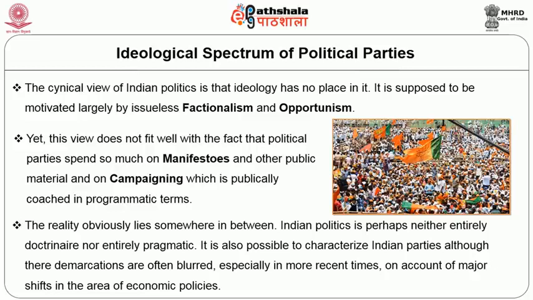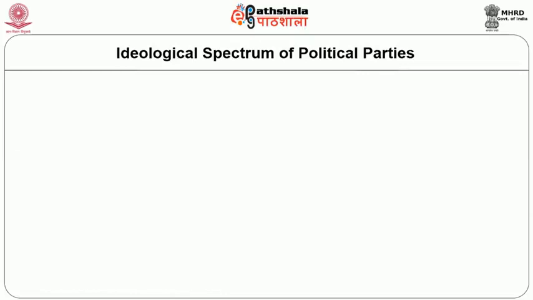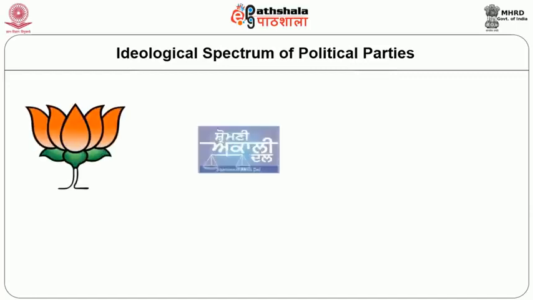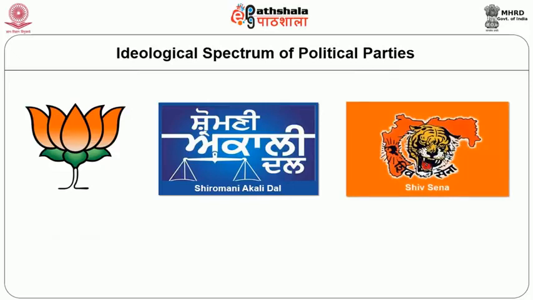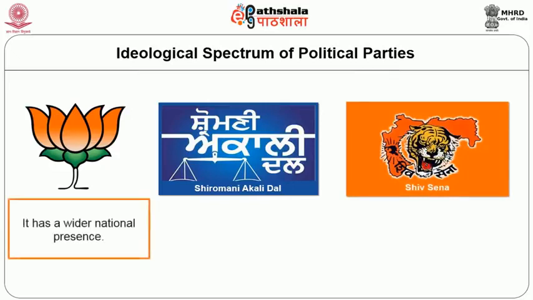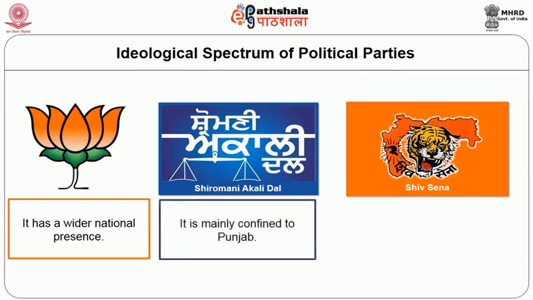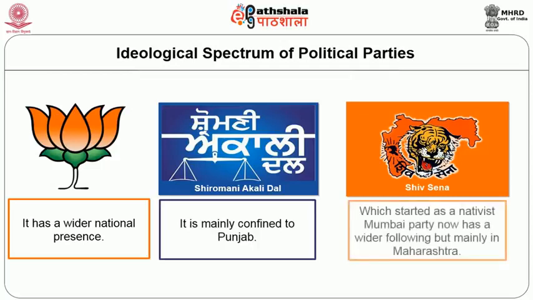It is also possible to characterize Indian parties, although demarcations are often blurred, especially in more recent times, on account of major shifts in the area of economic policies. Only 3 political parties appear as subscribing to the right wing: the Hindu right BJP, the Sikh right Shiromani Akali Dal, and the Hindu right Maharashtrian Mumbai nationalist Shiv Sena. Among these only BJP has a wider national presence. The SAD is mainly confined to Punjab, and Shiv Sena, which started as a nativist Mumbai party, now has a wider following but mainly in Maharashtra.